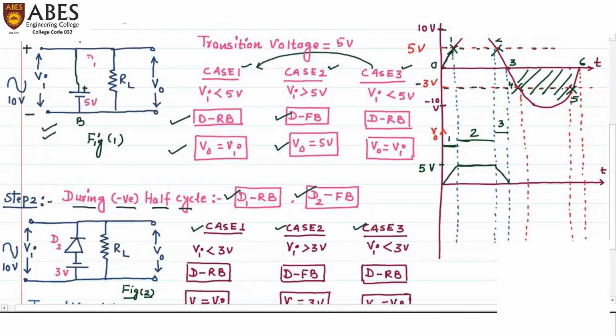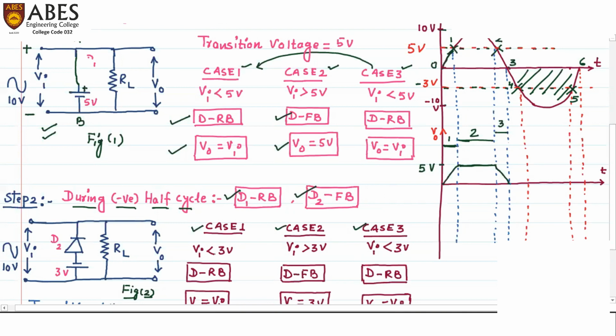And in case number 3, Vi is less than -3 volts. The same can be seen in the input waveform. In case 3, you can see the input goes below the transition voltage line, which is -3 volts. Okay, so these are the three cases. So let's take all three cases one by one.